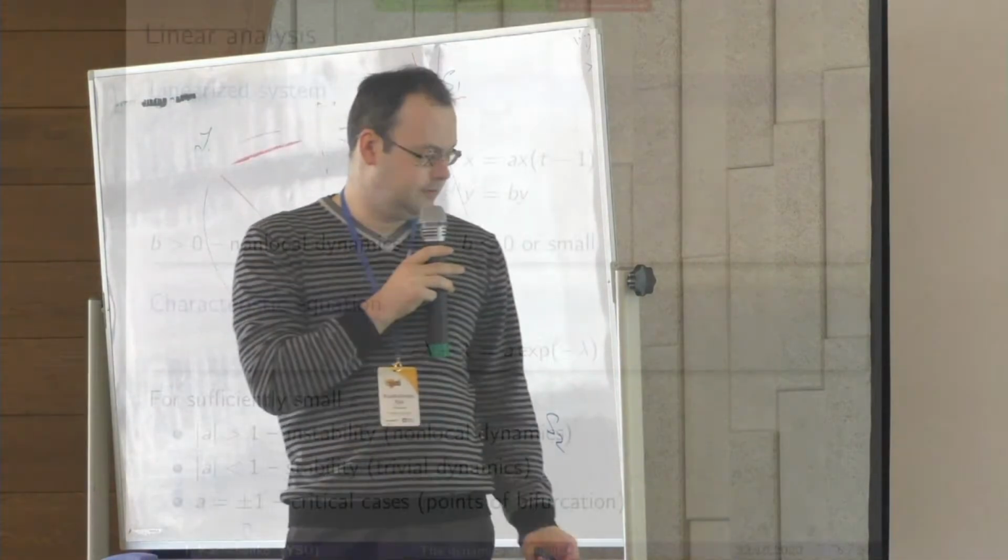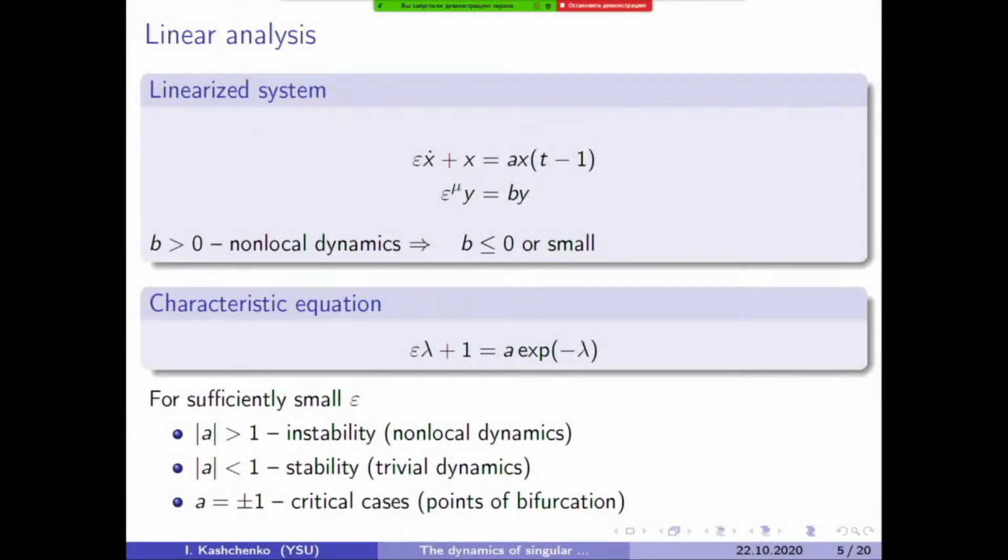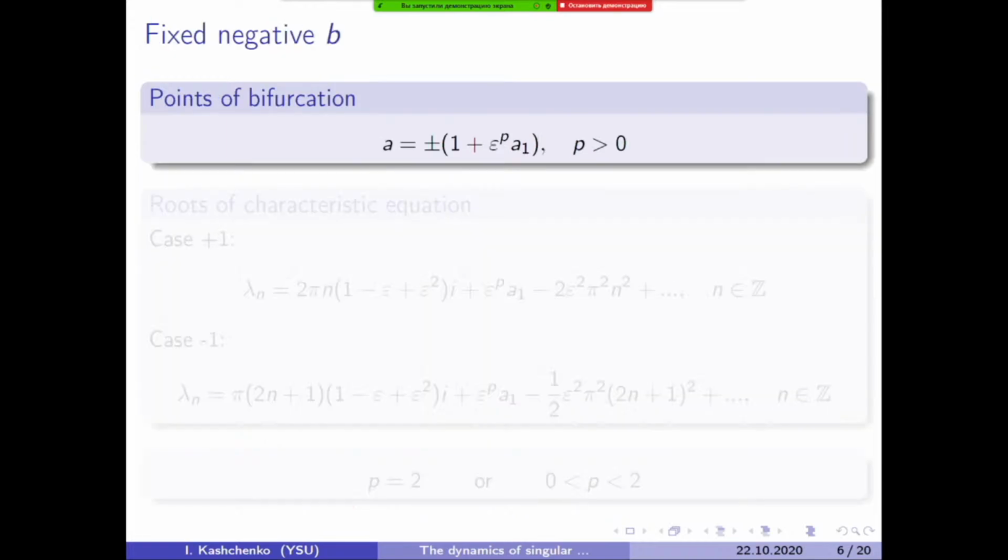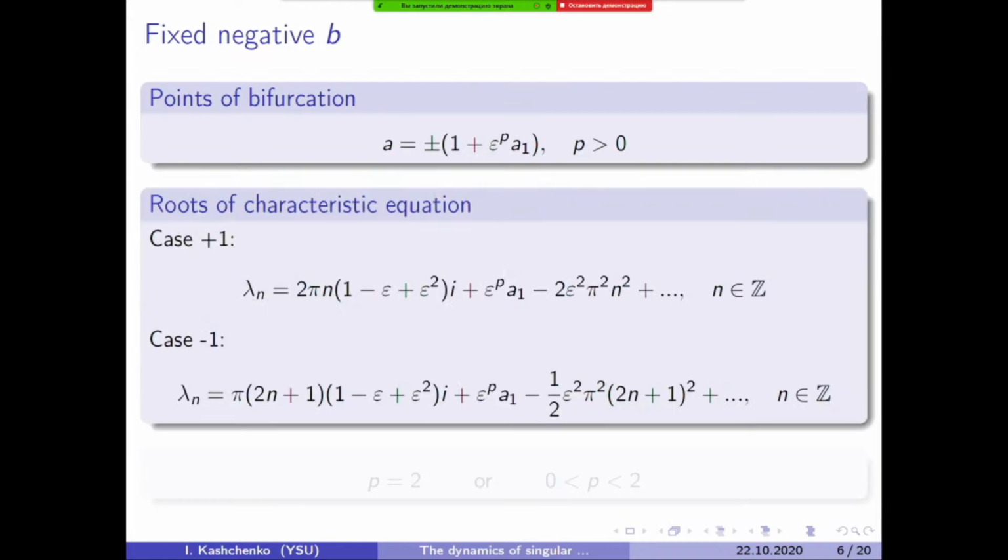And between these two cases, there are situations when a is plus or minus 1, the so-called critical case of points of bifurcation. Let's study even this situation. So let a be close to the points of bifurcation. We introduce epsilon to the power of p multiplied by a1. In fact, we have another small parameter, epsilon to the power of p, where a1 is some value, and for this value of a, the characteristic equation has in fact an infinite number of roots.